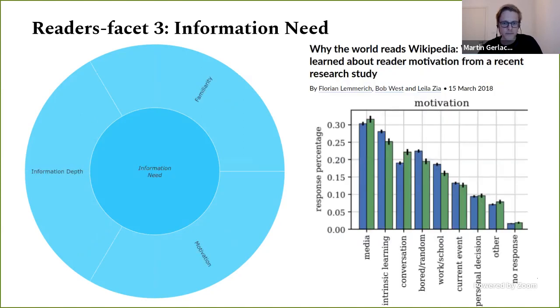Next slide, please. The third facet in the reader dimension refers to the information need. And this captures differences in the reasons why people come to the site. For example, from recent research on why we read Wikipedia, we know that people are motivated by a very wide number of reasons to actually visit Wikimedia sites. This can be intrinsic learning, current events, even if you're bored, or because you want to do homework or schoolwork. Other aspects that are captured here are that desired information depth can vary, or even the familiarity with the subject.